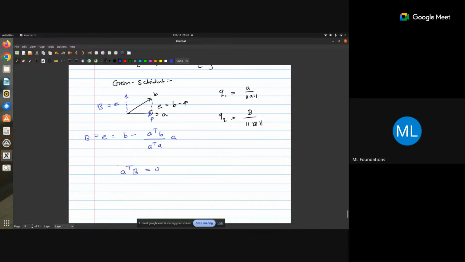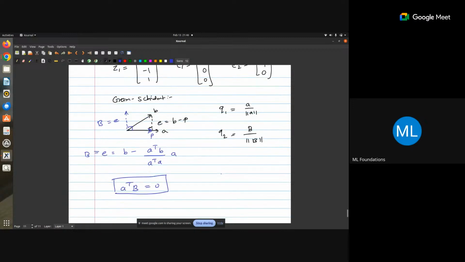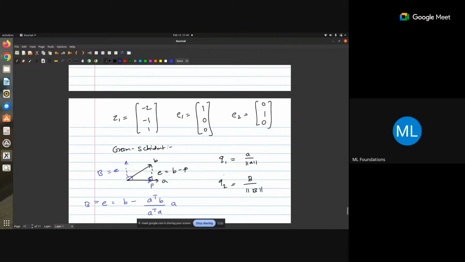That should be equal to 0, and that is correct, because B is nothing but my error vector, and the error vector is orthogonal to the other. Now, how do we find this out? Let us say you have a vector. Let's consider this vector, and let's say z1 and e1.